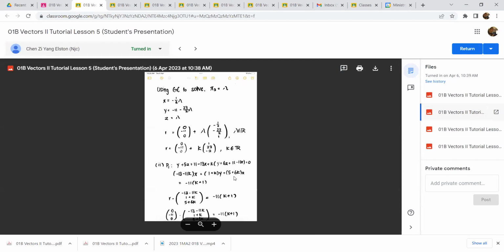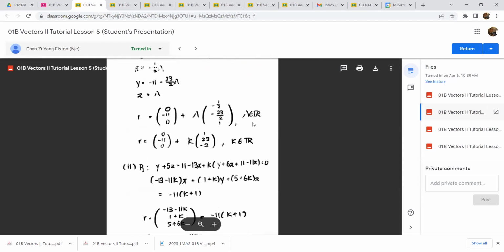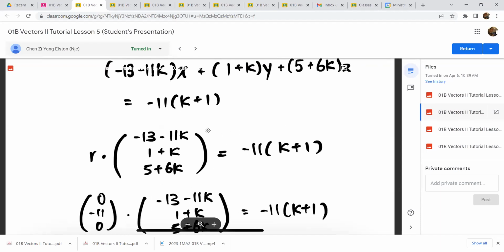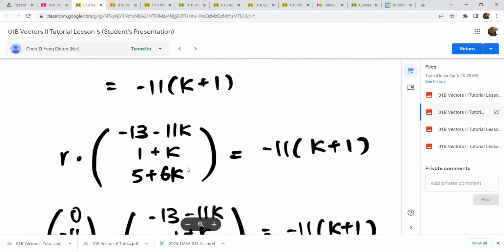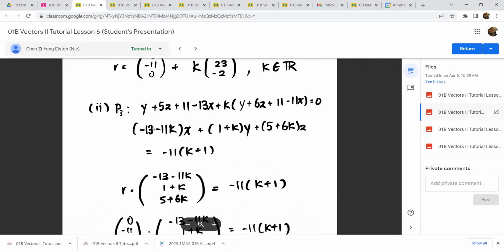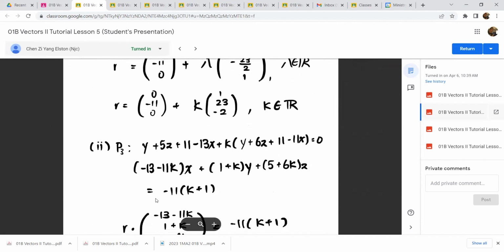Let's look at part 2. So like what Elston has explained, the thing he checked is to see whether the point on the line, again need the tilde, (0, -11, 0), lies on the plane. So he substituted in this way.